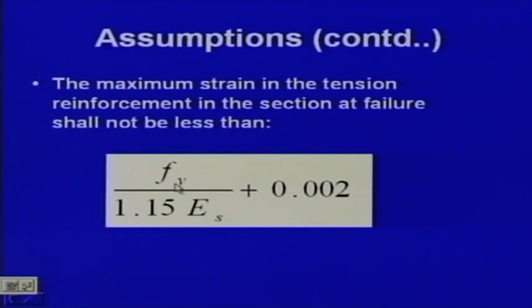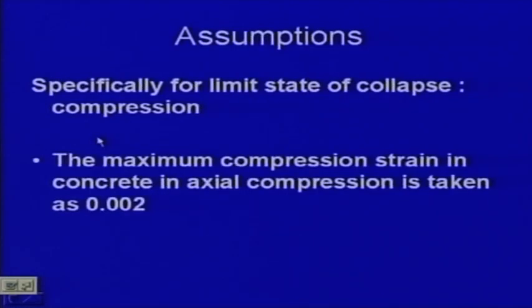the steel used. So, from there we can find out the maximum strain, that for say Fe 415 or Fe 250 or Fe 500 we shall get different limiting strain for steel. Now, specifically for limit state of collapse compression, in addition to those, the maximum compression strain in concrete in axial compression is taken as 0.002.